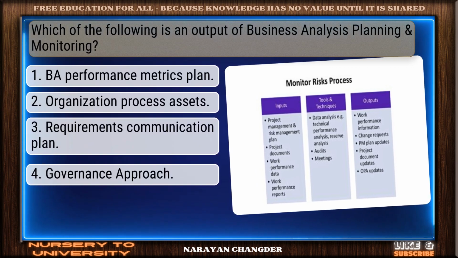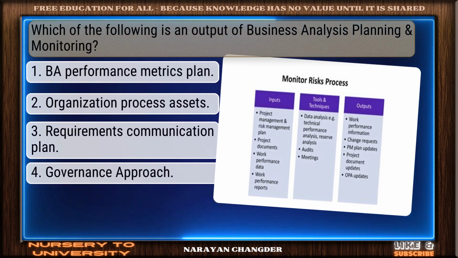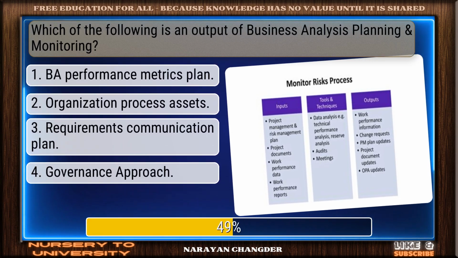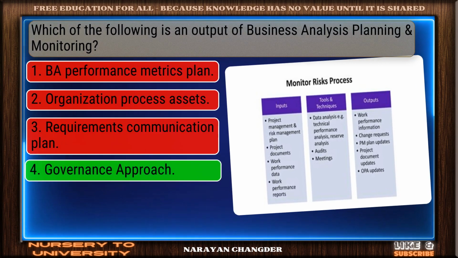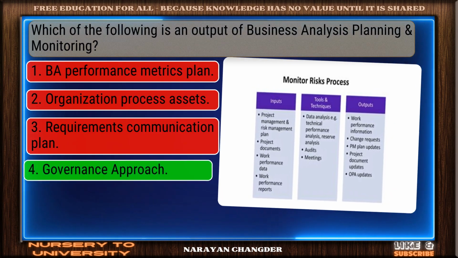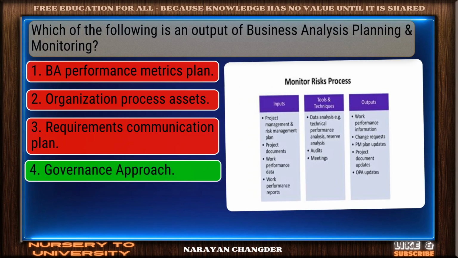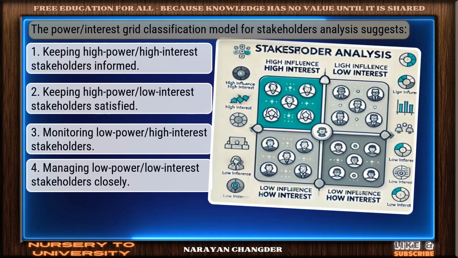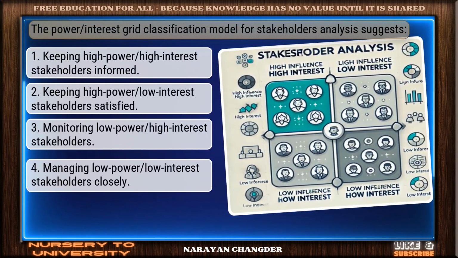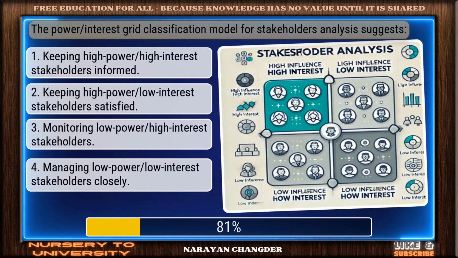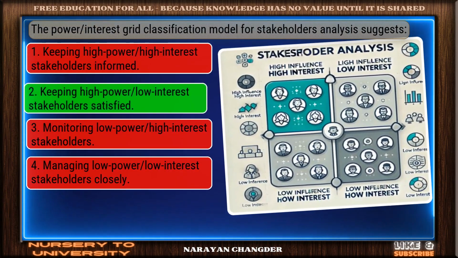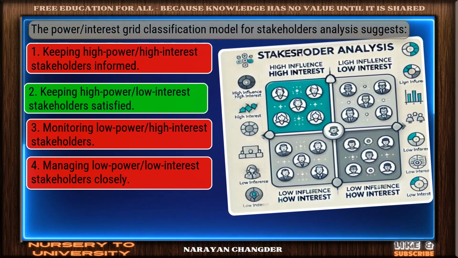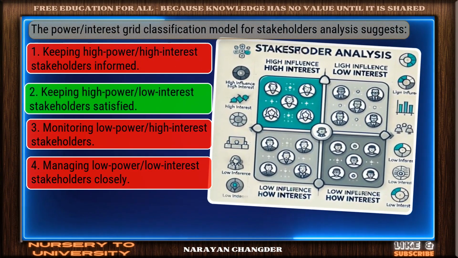Question number 3. Which of the following is an output of business analysis planning and monitoring? Sharp thinking. Governance approach is the right choice. Question number 4. The power-interest grid classification model for stakeholder analysis suggests. Well reasoned. Keeping high-power, low-interest stakeholders satisfied is the correct choice.